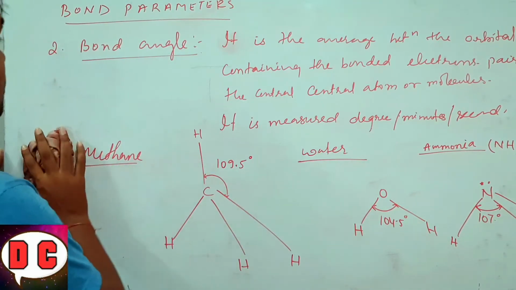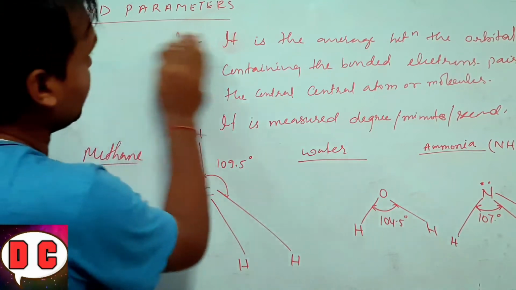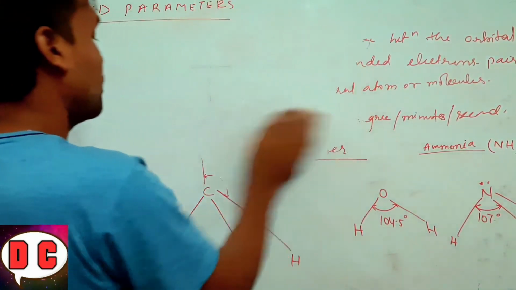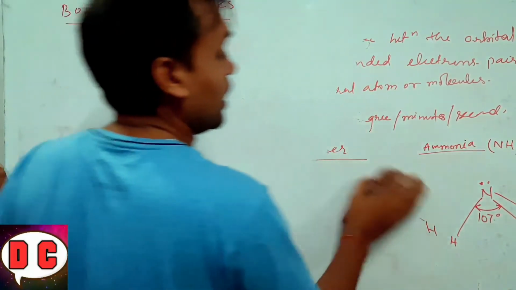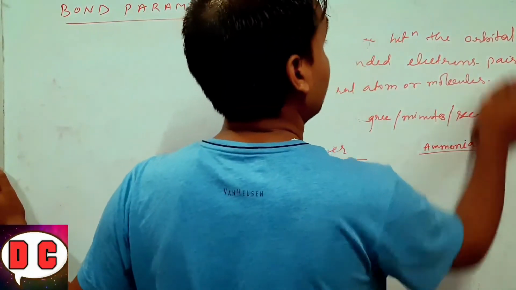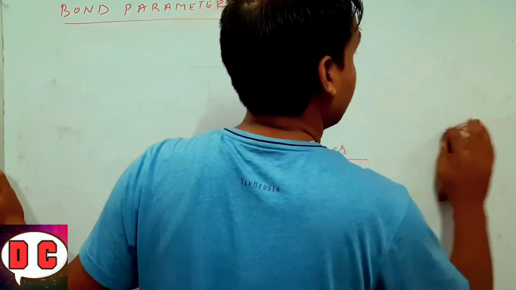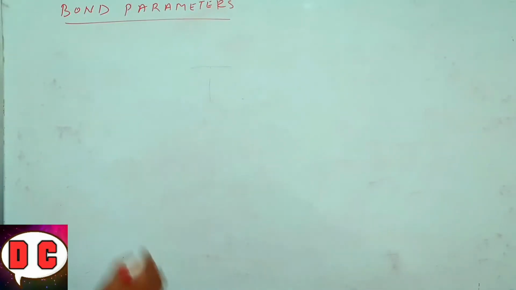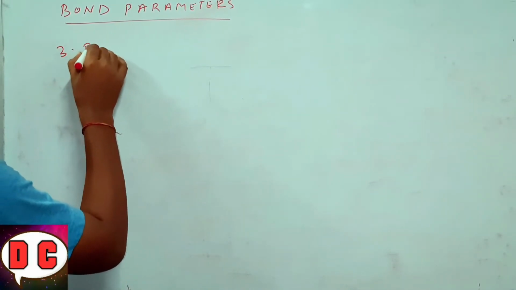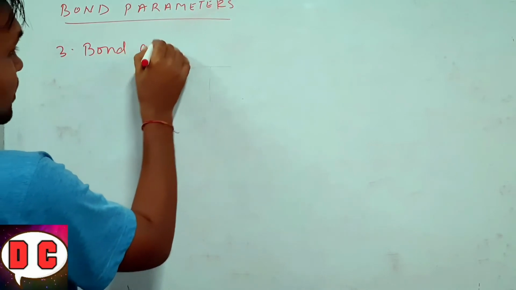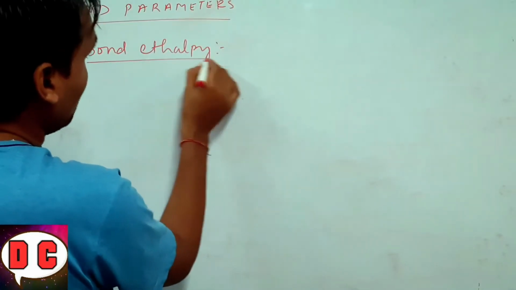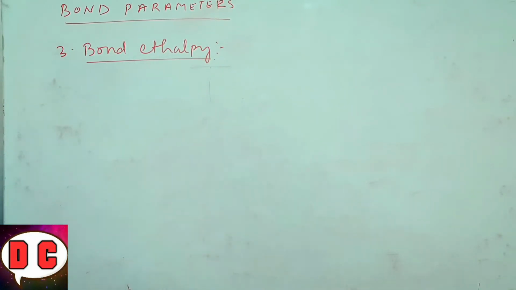Next we will be moving on to the third bond parameter. The third bond parameter is very interesting and very important for your examinations. What is the third parameter we have? Bond enthalpy. Now what is bond enthalpy?